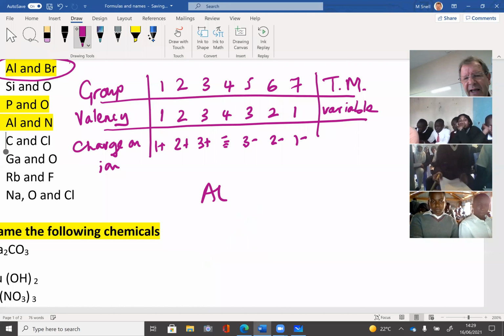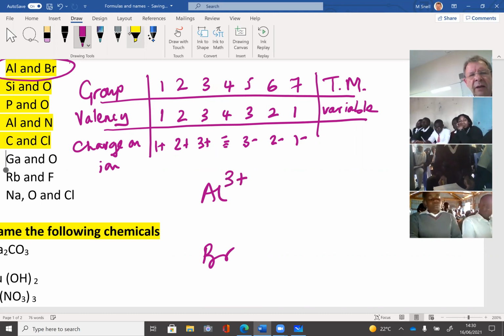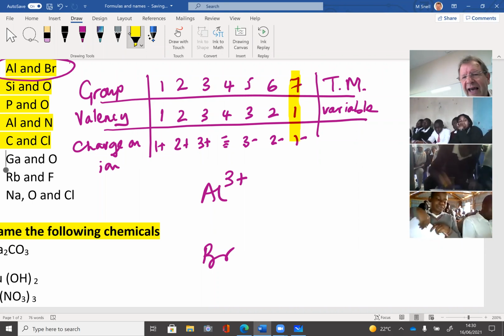I go, okay, I've got aluminium and bromine. And aluminium is in group 3, so its ion is 3+. Okay, so aluminium is 3+. And bromine, because it's in group 7, it gains 1 electron. It's 1-.